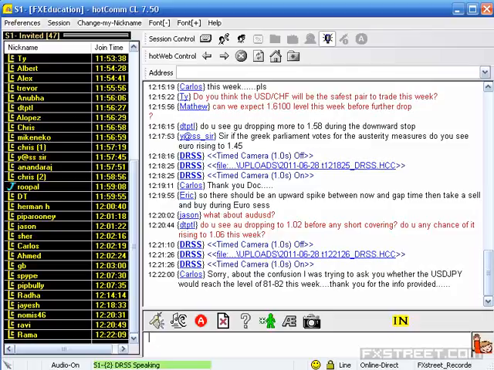Then Eric: so there should be an upward spike between now and the gap time, then take a sell and buy. No, they may not, because they have done the downward move. And if they sustain below the initial low for more than 30 minutes, then the upward move may not happen very effectively. But sometimes they quickly gain the level and start building the sell positions. In such a scenario, they may just go closer to the high, or sometimes even make an upward stop and then drop. It all depends.